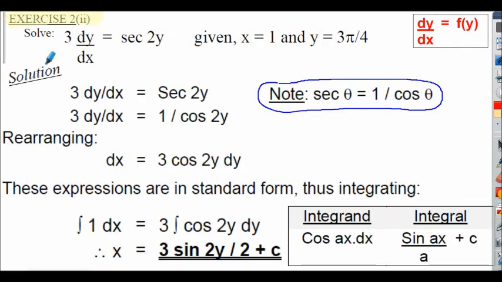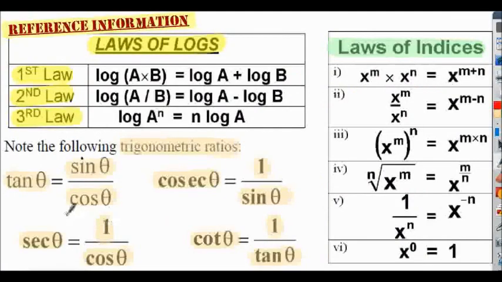So here's exercise 2, part 2, commencement of the solution. So given the first order differential equation, which I've written here, notice from our previous tables that sec theta is actually the reciprocal of cos theta, referring back to our reference information. Here sec theta is equal to 1 upon cos theta.